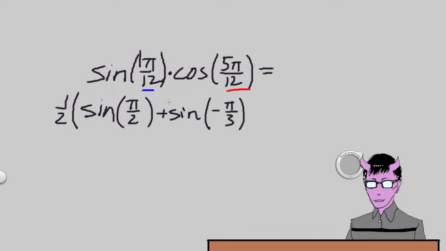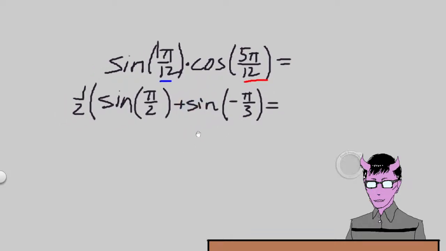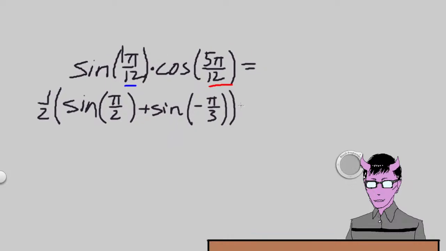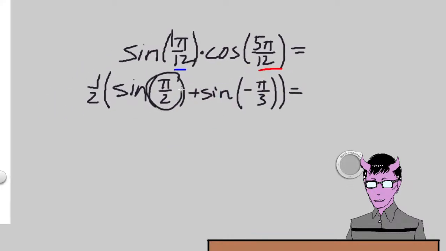Now, if you know your evens and odds properties for sine functions, you could just take this negative and then yank it outside. But if you don't, it's not a big deal. So here we are. Close parenthetical. This is something we can evaluate, and then this is also something we can evaluate. So let's get to evaluating.